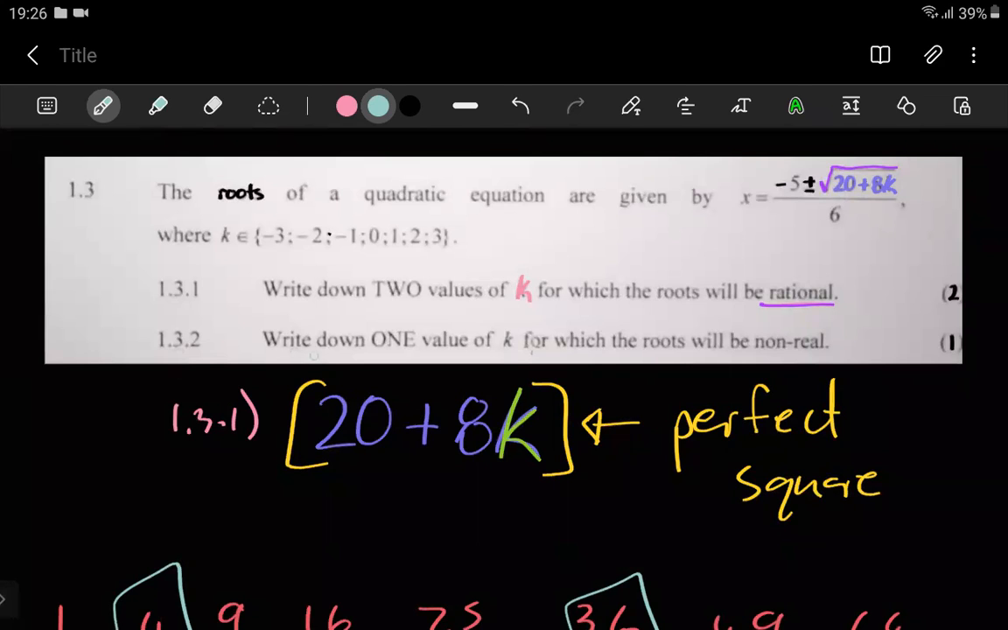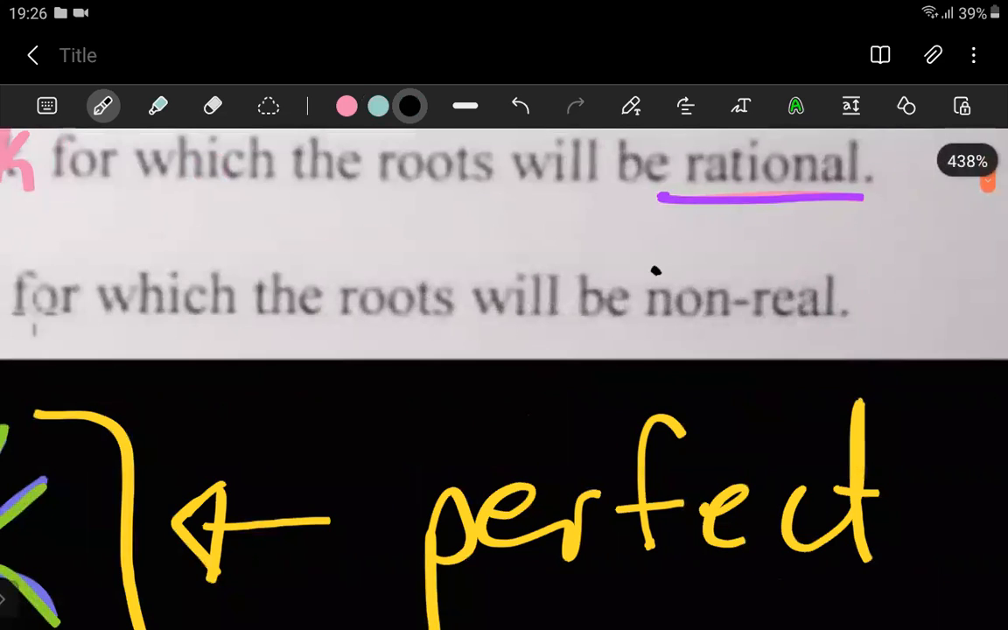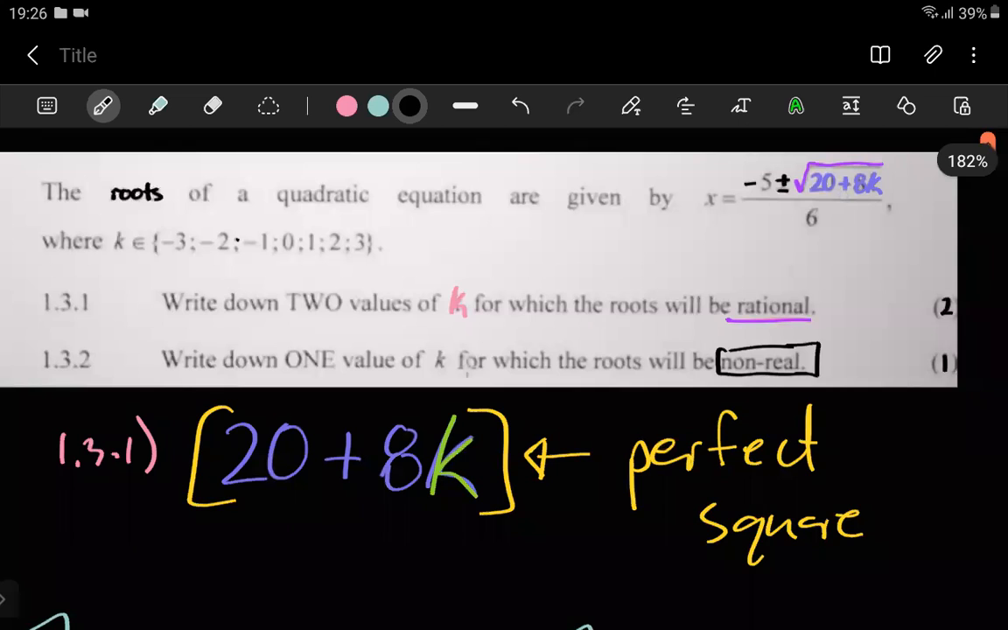But it says here, write down one value of k for which the roots will be non-real. Remember, for us to have non-real roots, it's all a matter of having a value under our square root that's a negative number. Because if you have a negative number under your square root, you will automatically have a value that is non-real, because you cannot have a negative under the square root.